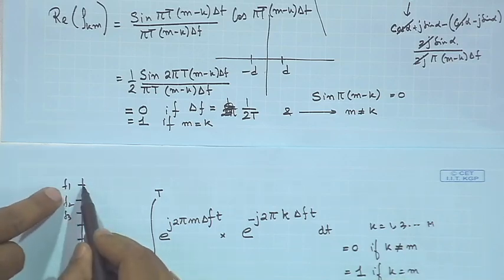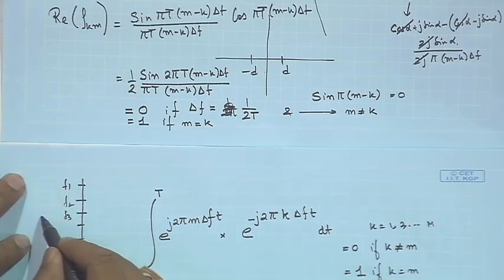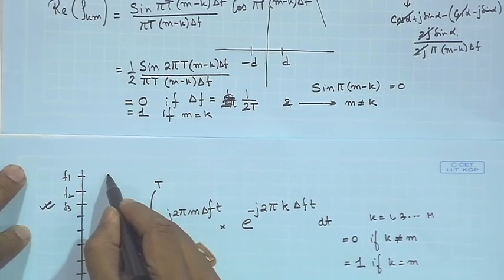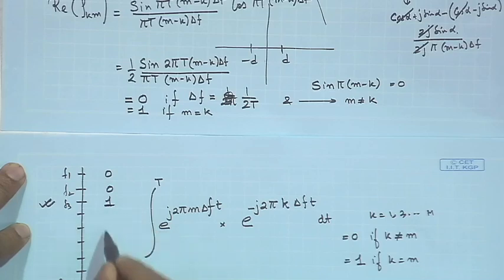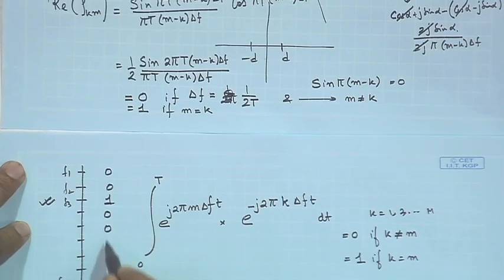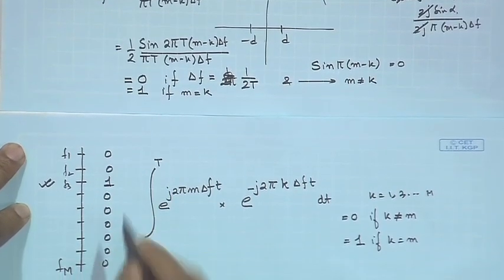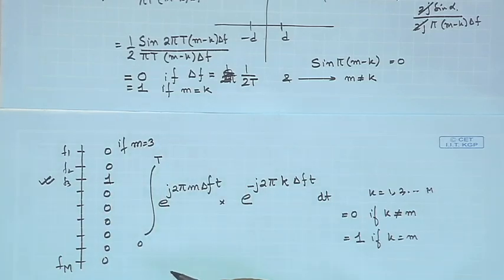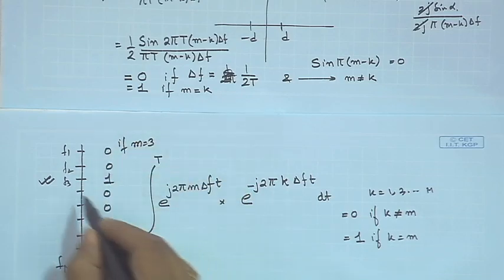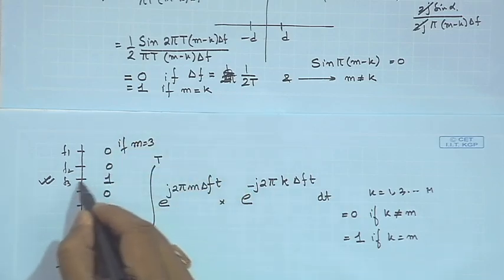So, when I correlate with F1, when I have sent F3, I am going to get a 0 here. With F2, I am going to get a 0 over here. With F3 I am going to get a 1, and all others I am going to get a 0, if m is equal to 3. So, that means at the receiver I would be able to identify that this particular frequency was sent.